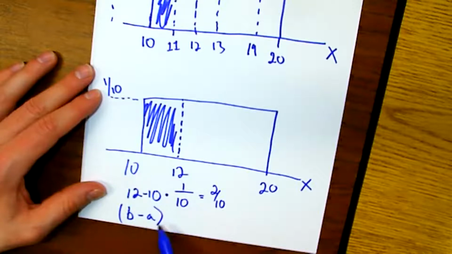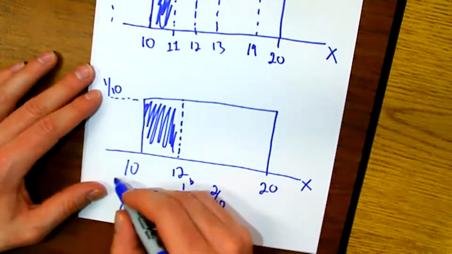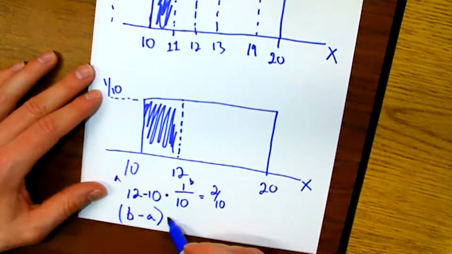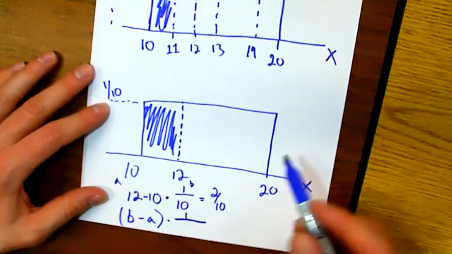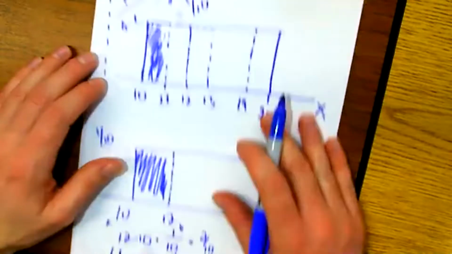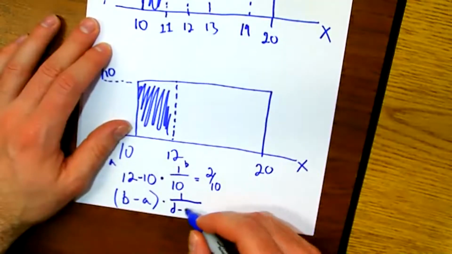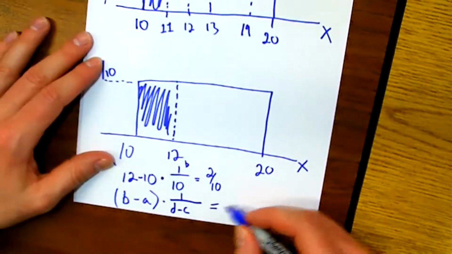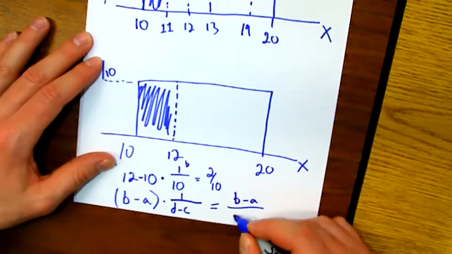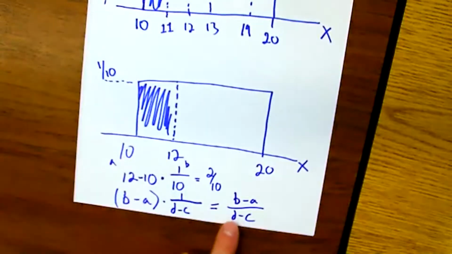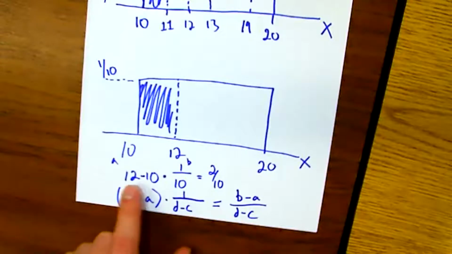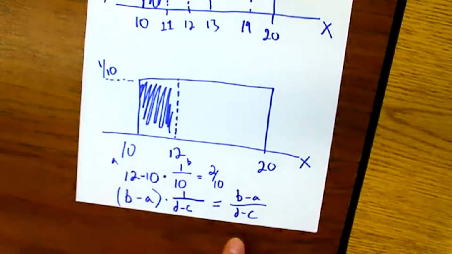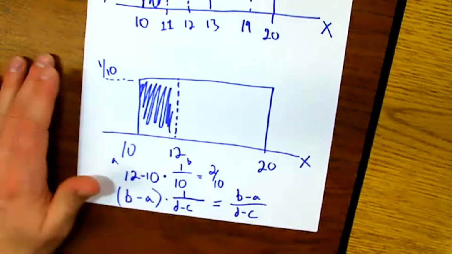Right? What you were really doing there was you took where your interval stopped and started, right? B and A. You can think about this was B, this was A. You multiplied it by 1 over your maximum minus your minimum, or we were notating that as D minus C. Another way of writing this is, just simplify mathematically, this general equation. So you could plug 12 and 10 in, plug 20 and 10 in, you get the same thing of 2/10.